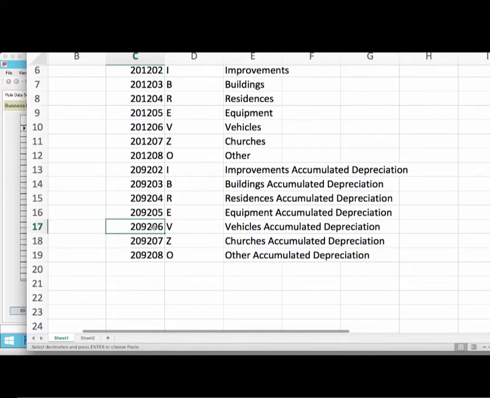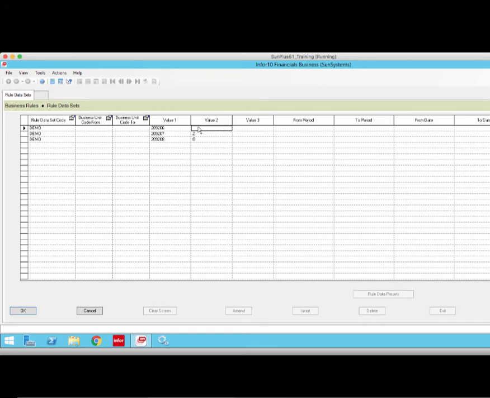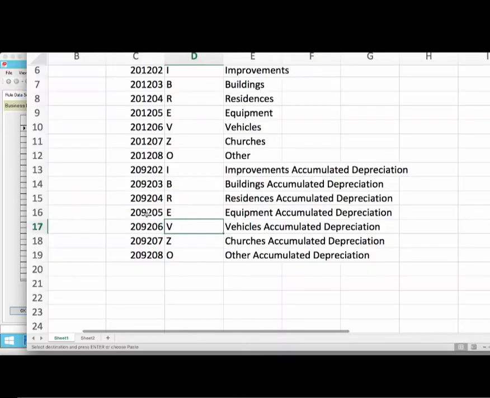So I'm at 209, 206 and it should be a V. Okay, so we're going to 209, 206 should start with a V and I go V, OK, and then I do OK again and then I do insert and then I do demo and 209, 205 is E.